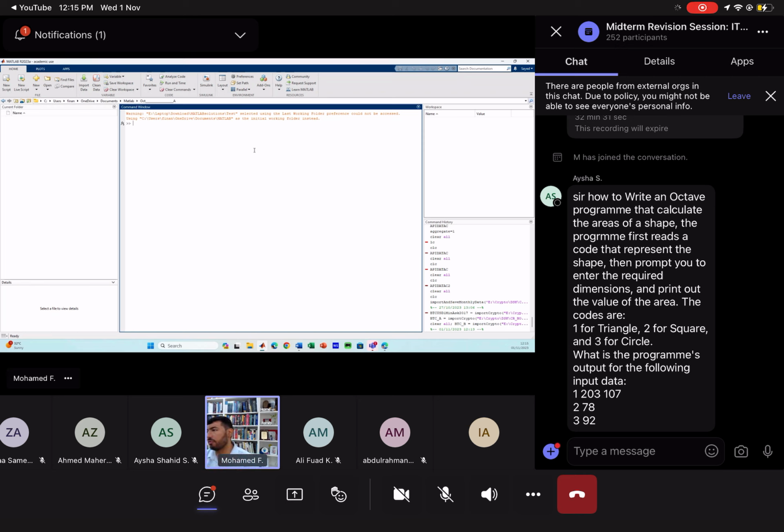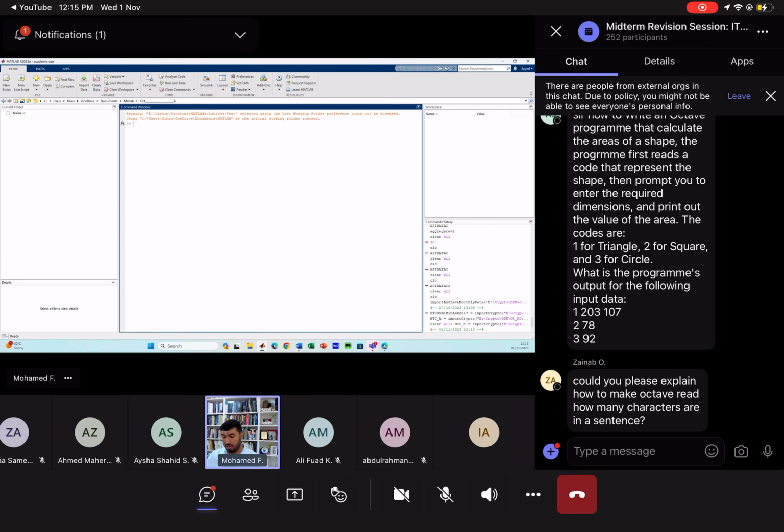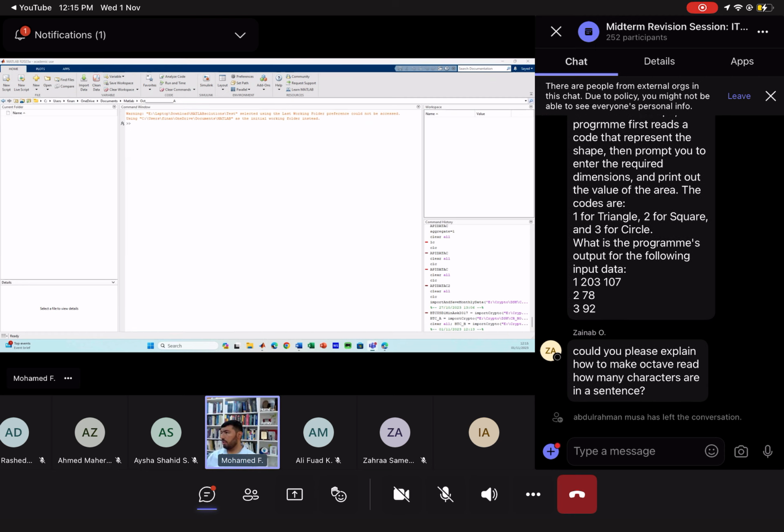So what is Octave? Let's just start recording. Write an Octave program that calculates the area of the shape. The program first reads the Octave code, then represents the requirements and prints out the area. Okay. We look at these questions. I will go through them one by one. We'll try to understand the comments. Okay. So let's start the recording. Okay, I started the recording.